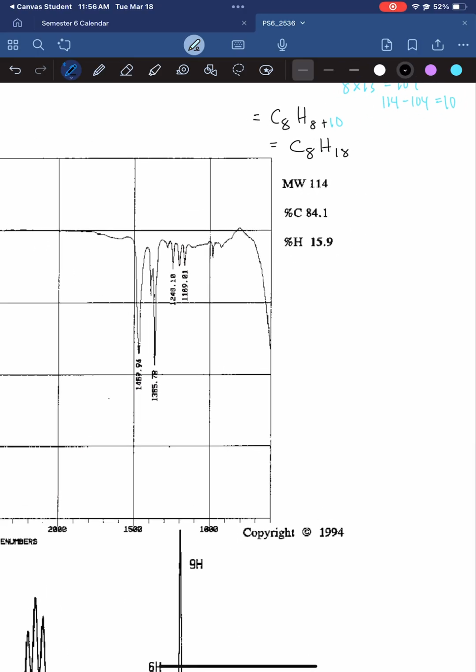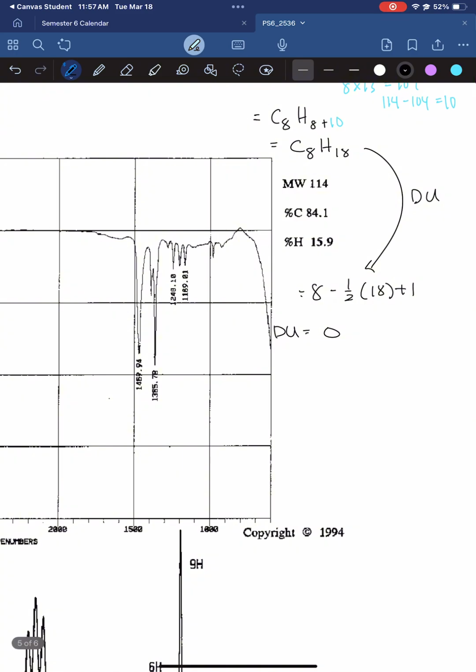So now we have the molecular formula. Awesome. We can find the degrees of unsaturation. 8 minus 1/2 of 18, plus 1. That's going to give degrees of unsaturation of 0. That tells you there's going to be no double bonds, no pi structure anywhere. So we're just going to have a straight carbon chain. Hydrocarbon chain, my apologies.